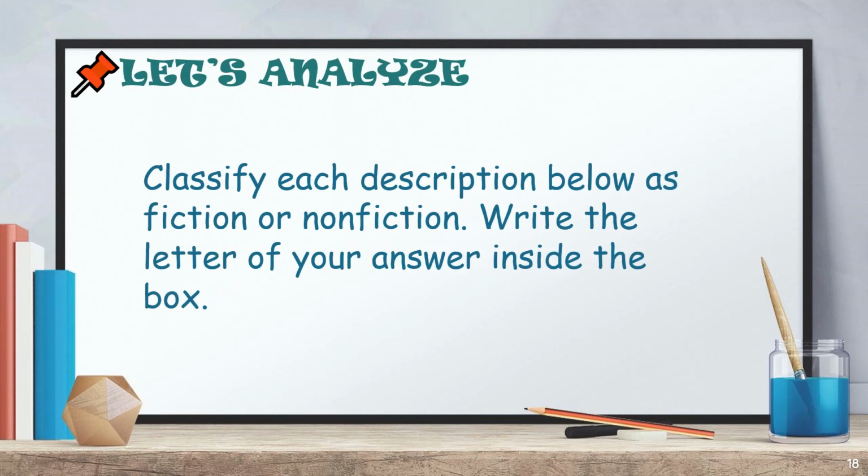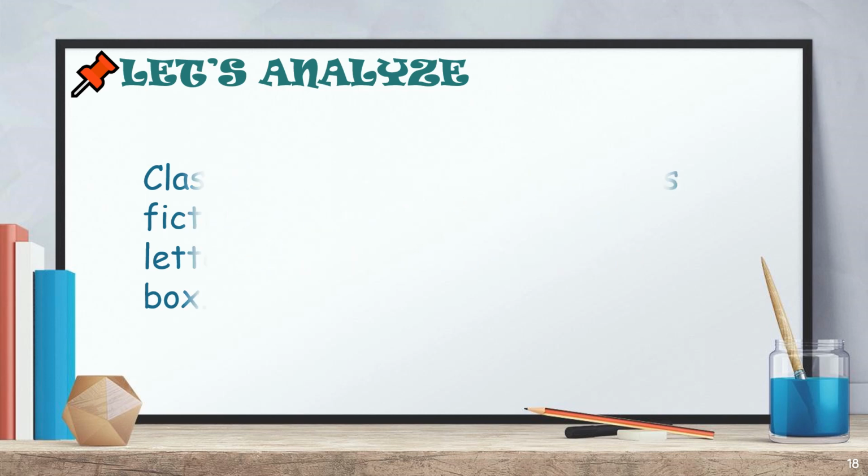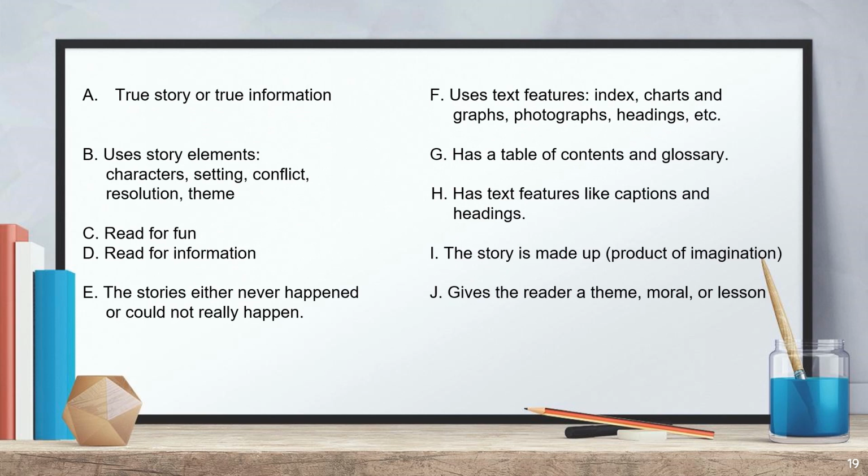Let's analyze. Direction: you are going to classify each description below as fiction or nonfiction, and then write the letter of your answer inside the box. So here are the choices. So we have A, true story or true information. I did not prepare the box anymore, so instead of doing that, we're going to write or identify whether it is fiction or nonfiction.